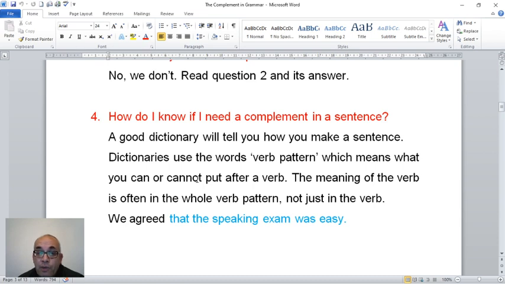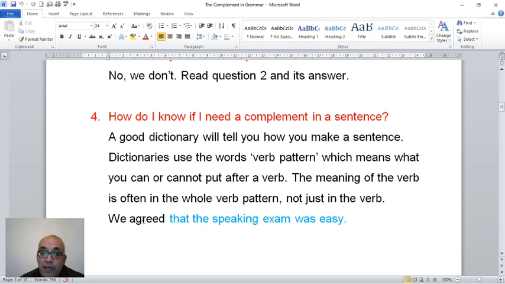Dictionaries use the words verb pattern, which means what you can or cannot put after a verb. I repeat, verb pattern is similar to complement. Verb pattern means what you can or cannot put after a verb. The meaning of the verb is often in the whole verb pattern, not just in the verb.